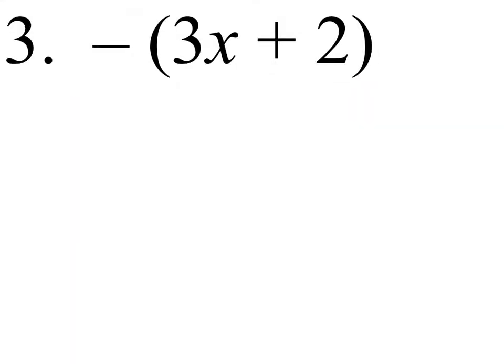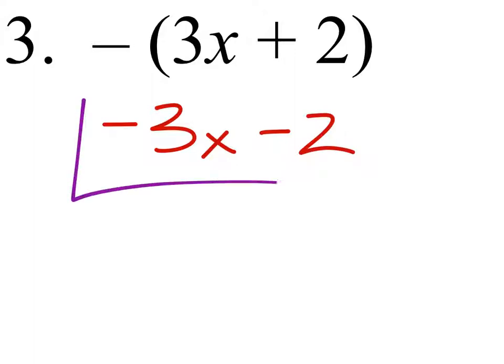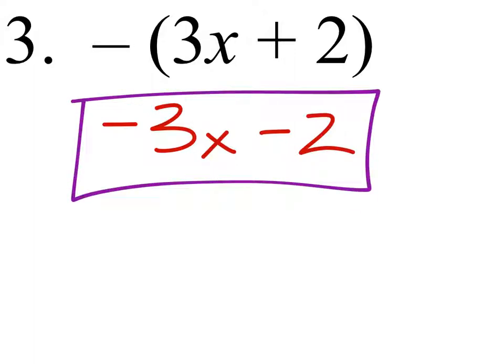Alright, let's do this the opposite way again, and then we'll show you guys a different way to look at it. Well, what's the opposite of 3x? Negative 3x. What's the opposite of plus 2? Minus 2. That is all. Now please do not put negative 5x for this one. That would be very, very, very bad.